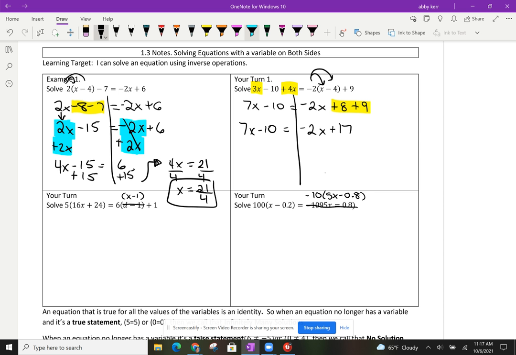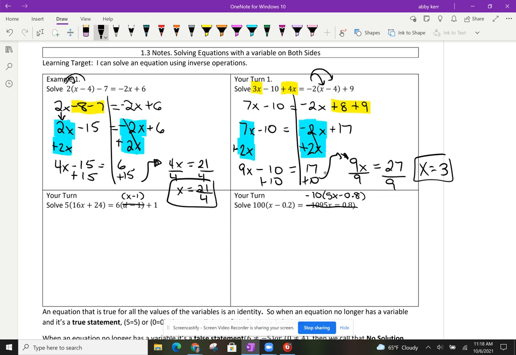Now, once again, we have variables on the left and we have a variable on the right. We need to be able to move it over, and we're going to do that by the inverse operation. The inverse operation of negative 2x or minus 2x is adding 2x. Then we're left with 9x minus 10 equals 17. So now we're going to add 10 because we have that two-step. So now we have 9x equals 27. Divide by 9. X is going to get you 3.